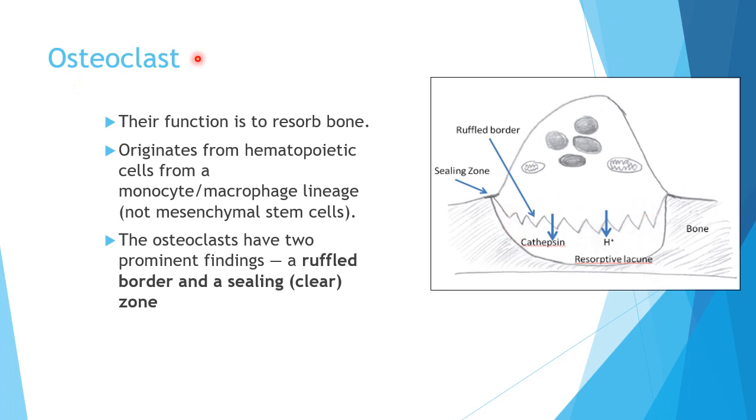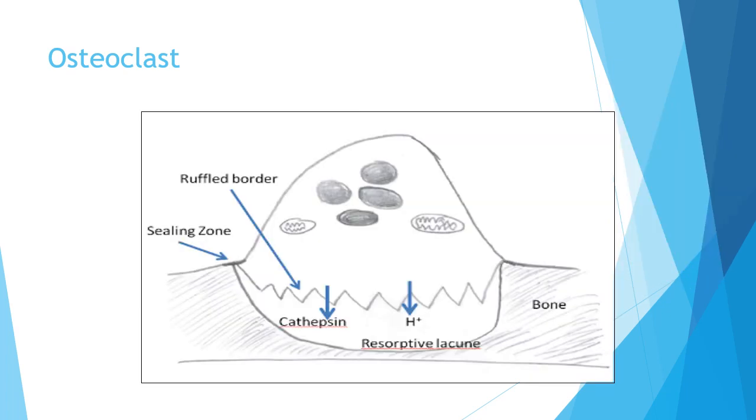So to sum up, osteoclast, their function is to resorb bone. They are from hemopoietic lineage. They are not from mesenchymal cell. This is a simplified diagram of the osteoclast from my book. As you see here, it's a multinucleated giant cell. It has a ruffled border.